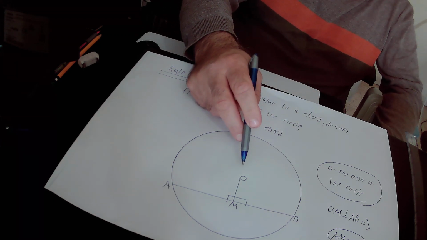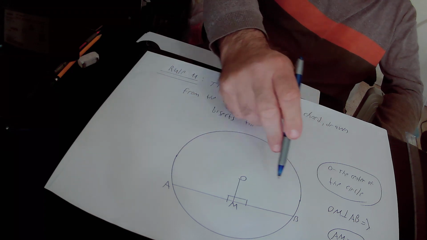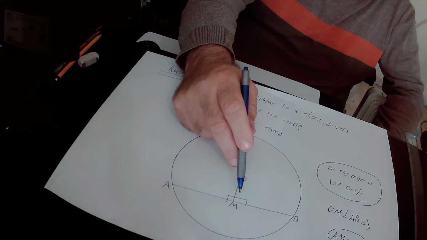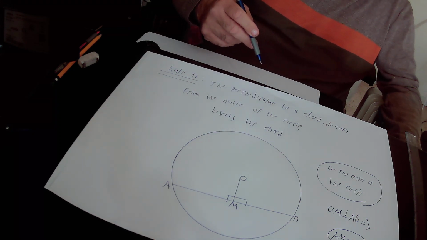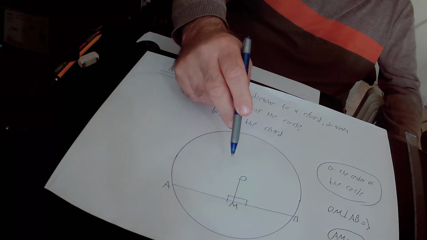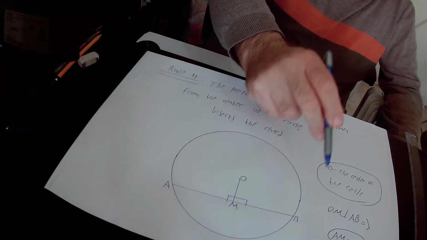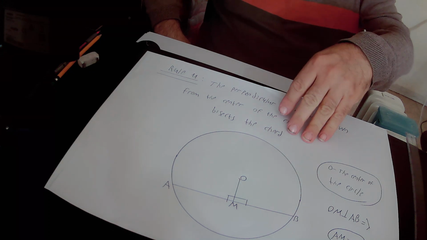From point O, we draw perpendicular OM on chord AB. That is to say, this angle equals 90 degrees and this angle equals 90 degrees according to our construction. Then, according to rule number 11, the perpendicular OM will also bisect chord AB. That is to say, AM equals MB. Okay, so we can implement rule number 11 in our drawing.